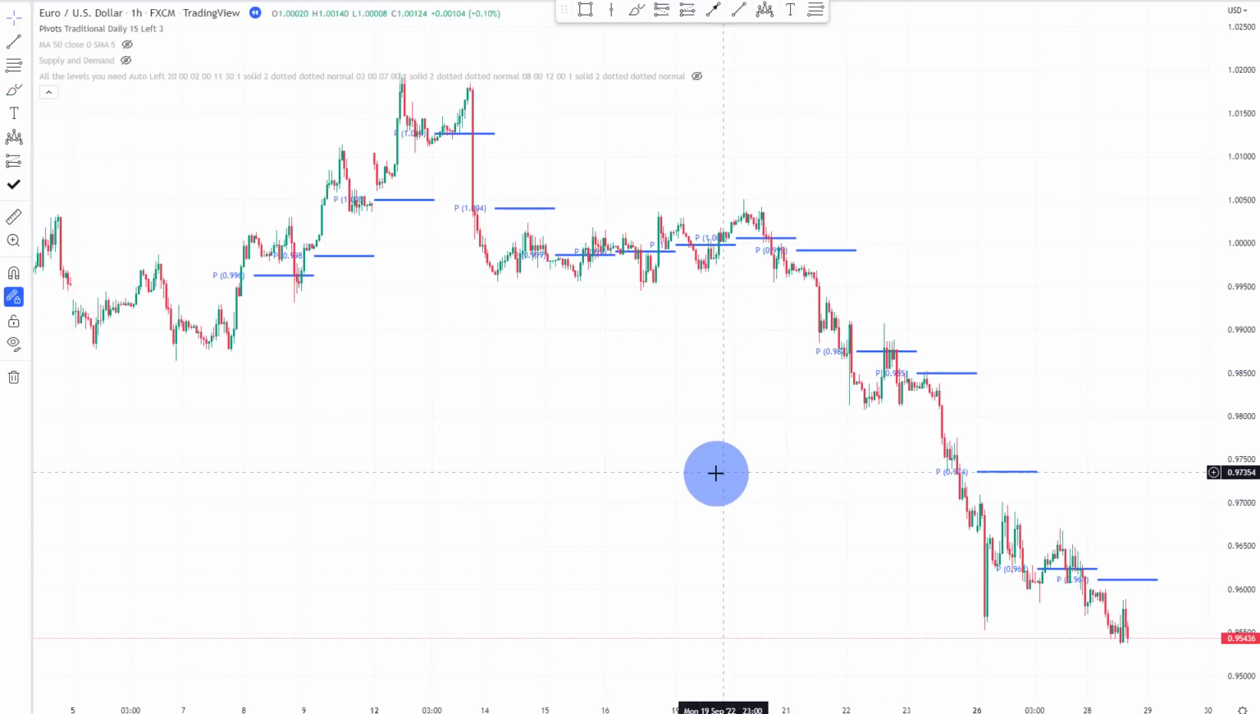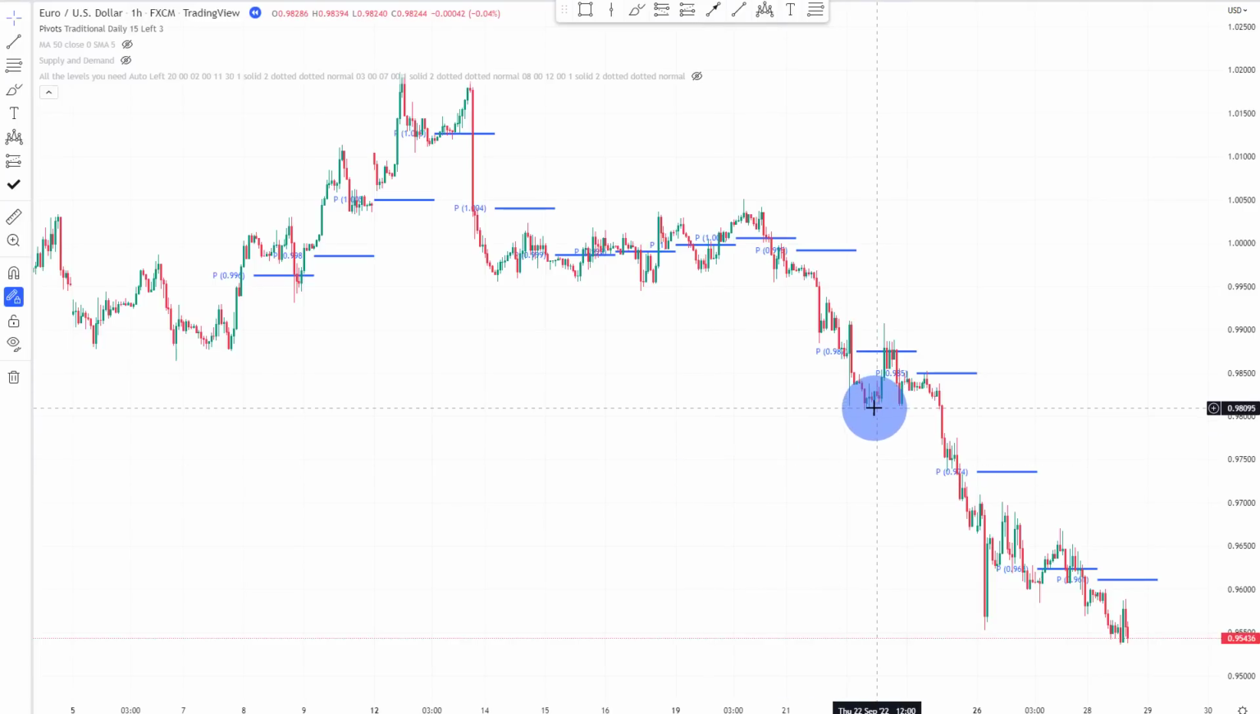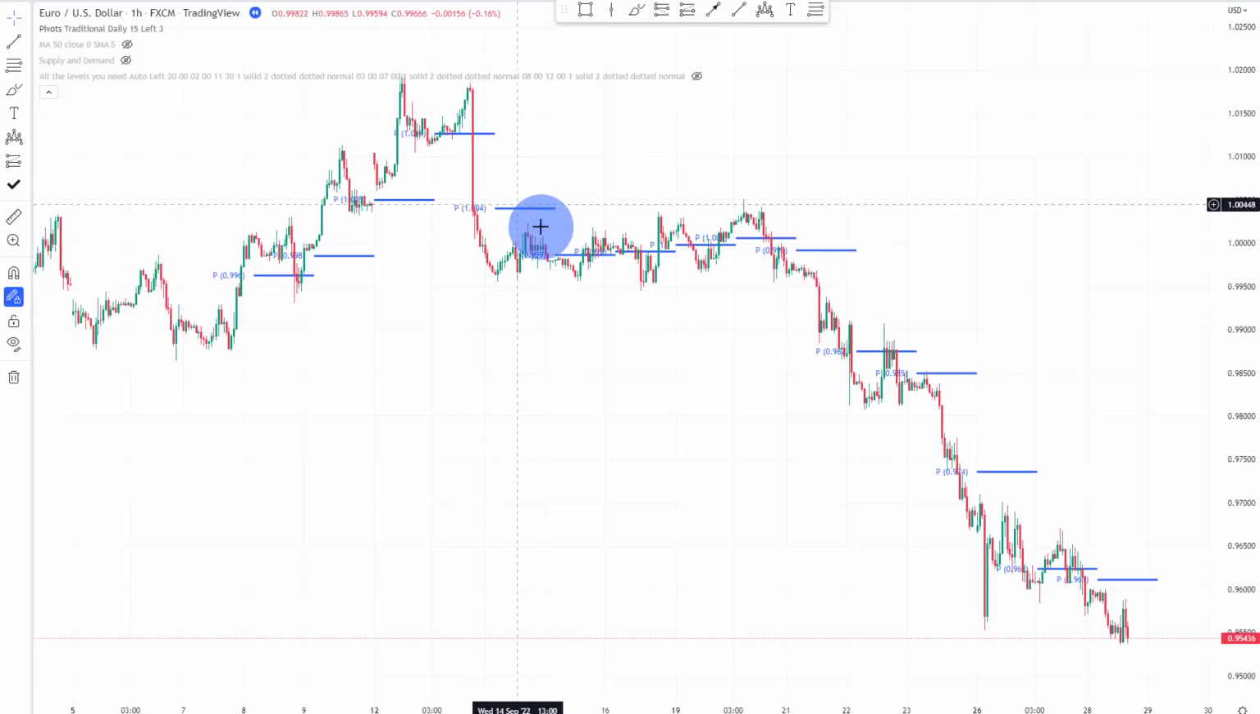And again, this is really an interesting pattern. I would recommend. This is only the Euro US dollar. I didn't even cherry pick this. I opened the chart, and this happened on the Euro US dollar over the last months. So that was very obvious.